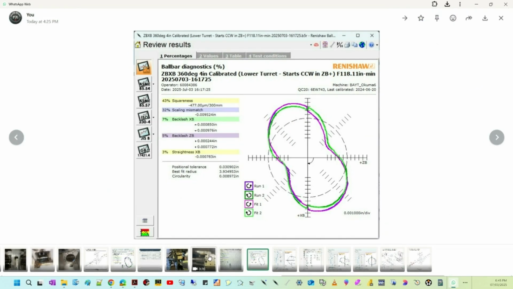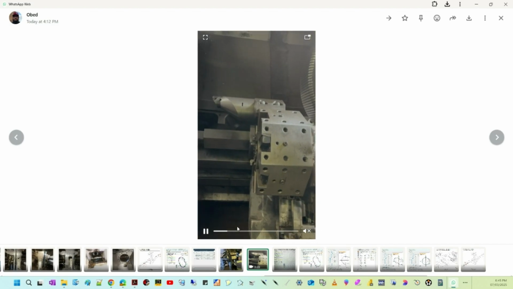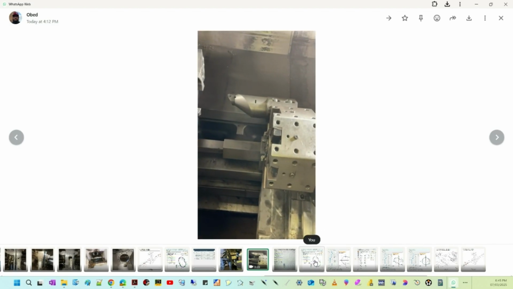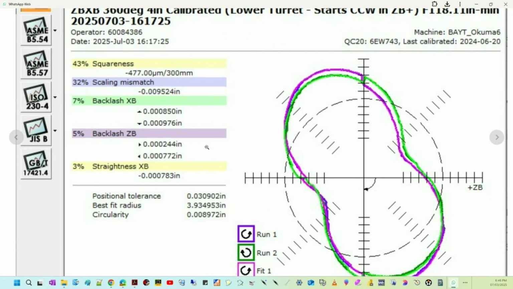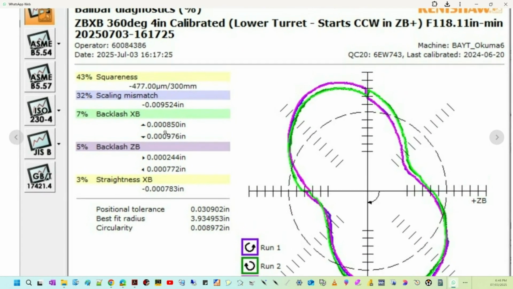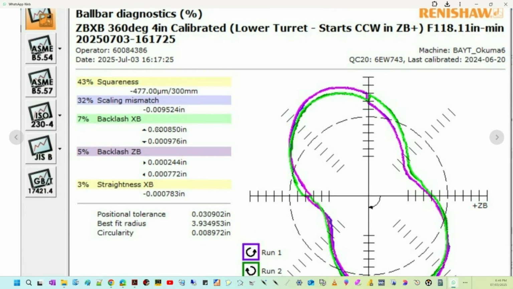On the one hand, the X-axis looks good in terms of its individual performance, likely indicating the backlash, and perhaps some smoothness issues were resolved by the new ball screw. But the squareness issue was still there. And here's the kicker. It had actually gotten worse. Worse? After replacing the core component causing the initial alarm, how is that possible?